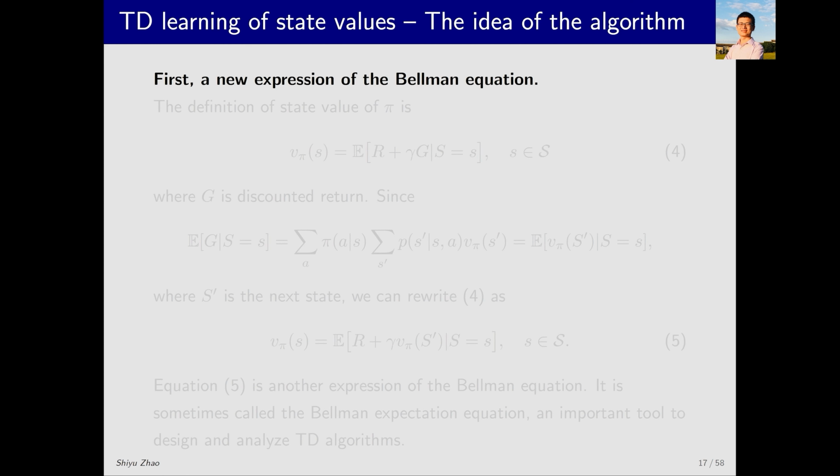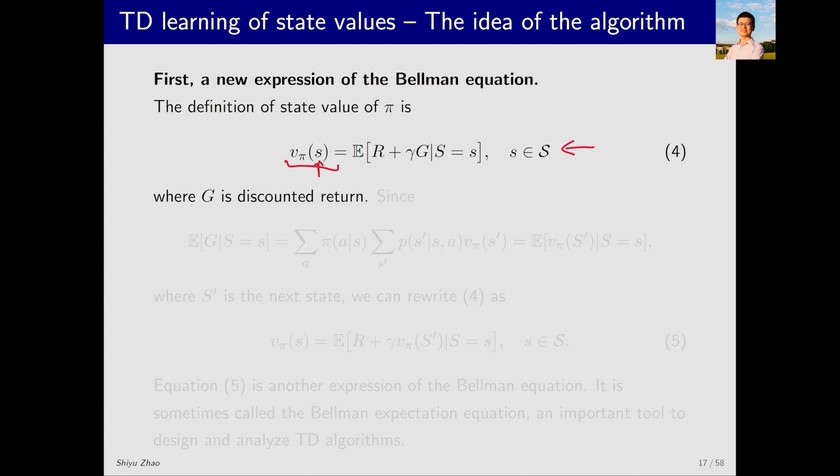The first thing we need to do is to introduce a new expression of the Bellman equation. This new expression of the Bellman equation is actually very simple. Let's take a look at it. What is this? This is the most basic definition of state value. Starting from state S, the state value is equal to the expectation of the immediate reward plus the return obtained after transitioning to the next state.